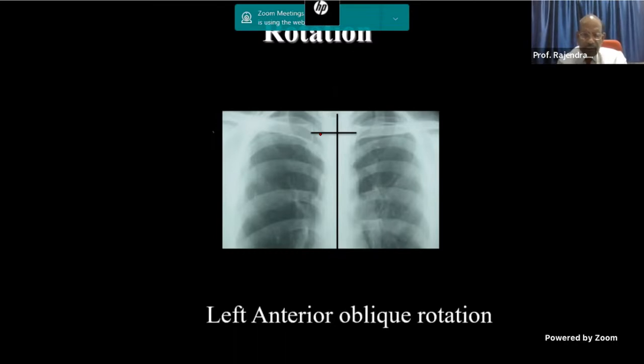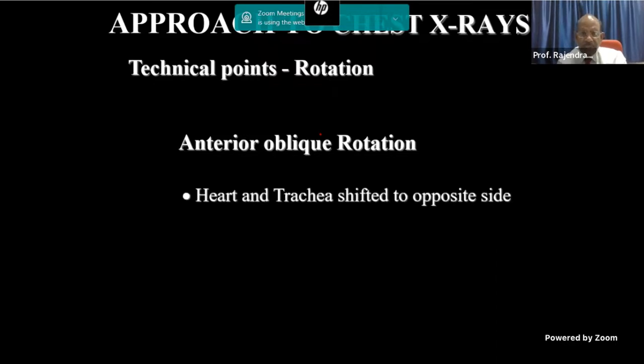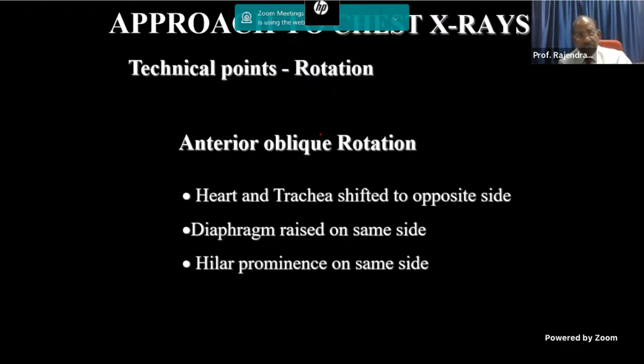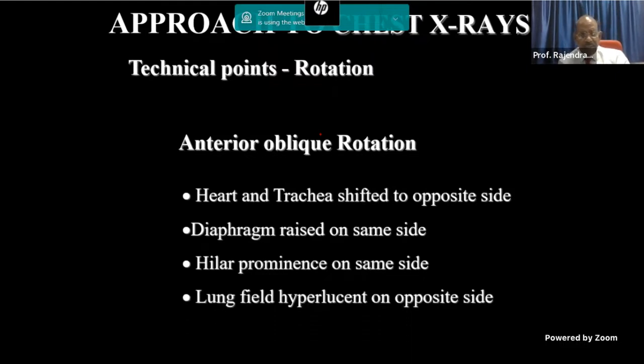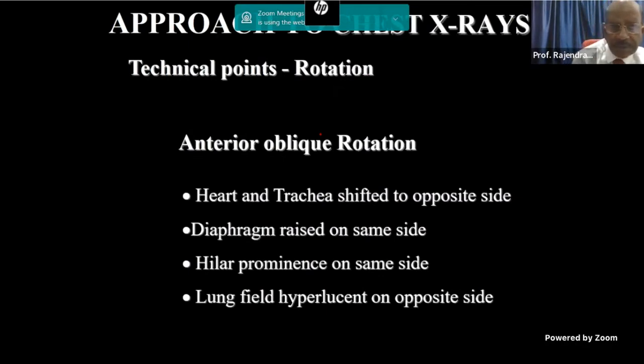Why am I telling you about rotation? Because rotation can create many apparent changes. Like anterior oblique rotation may create changes in the heart and trachea. Suppose this is a left anterior oblique rotation. So the heart and trachea appear shifted onto the right side. The diaphragm might be raised on the same side, on the left side. And then there will be hilar prominence on the opposite side. So unless you detect rotation from the beginning, you are likely to misinterpret these X-rays. And the lung field may even look hyperlucent on the opposite side. These are the changes which have been described after rotation. So one has to see very clearly, while looking at the X-ray, whether there is any obvious rotation or not.